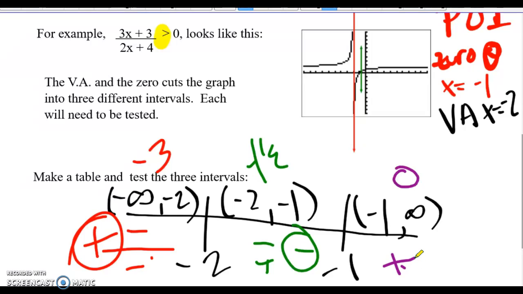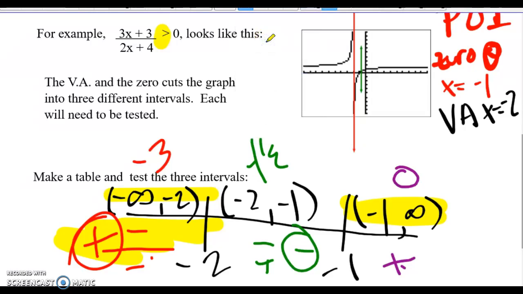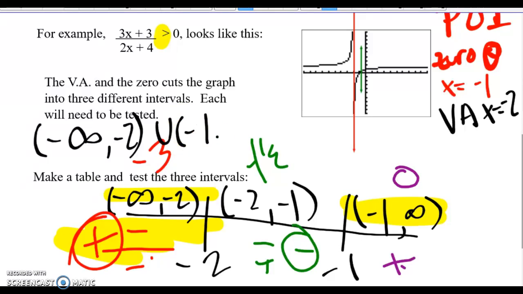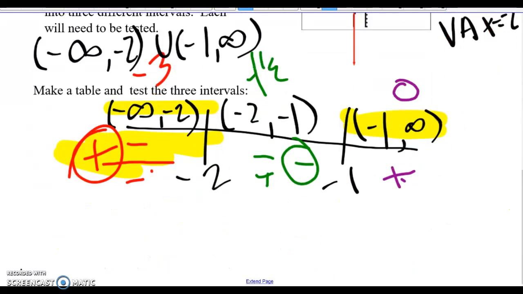Okay, what was the question? When is it greater than or equal? No, not equal to, so greater than. Well, right here and right here. So I write out my solution as -infinity to -2 union -1 to infinity. There it is. Is that everything on this side? Awesome. Okay, I'm going to stop there. That's page 1, and then I'll hit a second video for the other one.